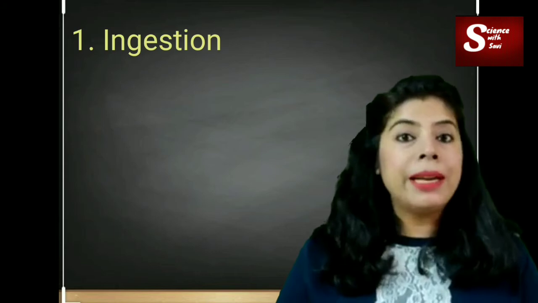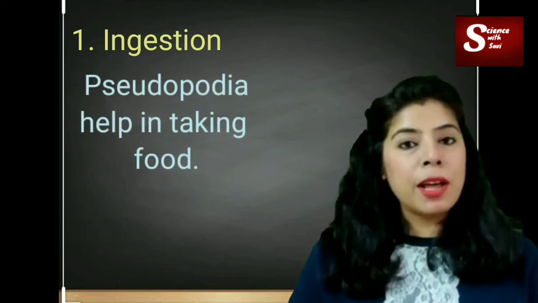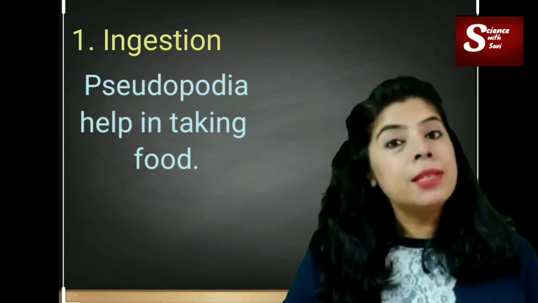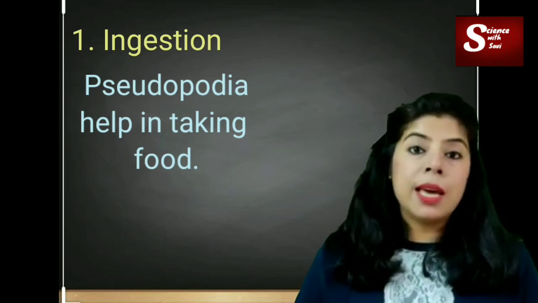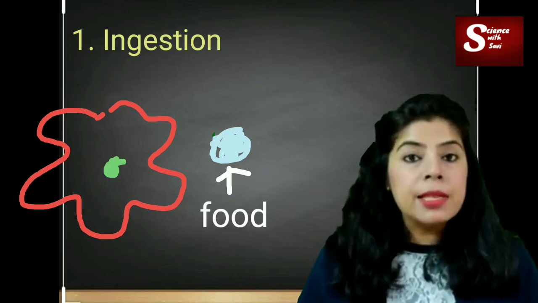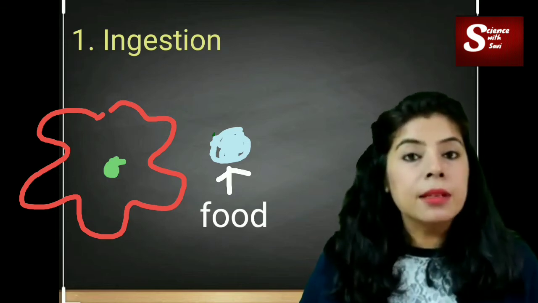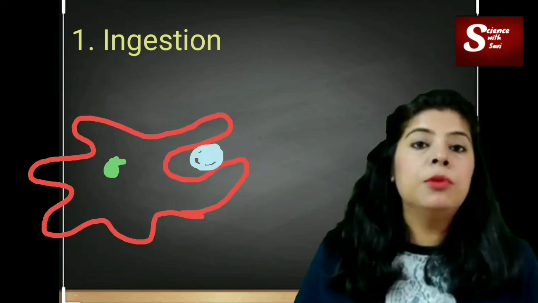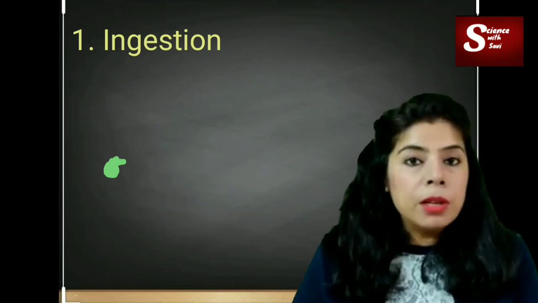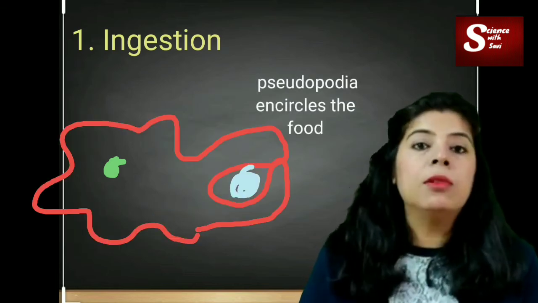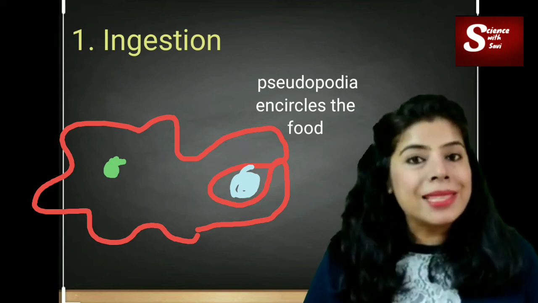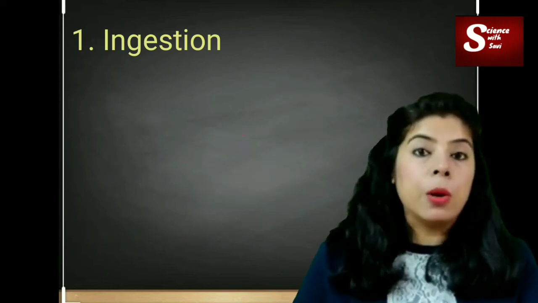So how does the amoeba take the food inside? Since the amoeba does not have organs like us, what helps the amoeba in intake of food? These are the pseudopodia. As soon as the amoeba senses the food around itself, it stretches and extends the pseudopodia and starts surrounding the food with its pseudopodia. So these pseudopodia form a circle around the food and they completely cover the food. So they take the food inside by extending the pseudopodia around the food.